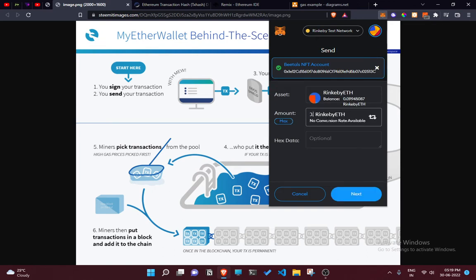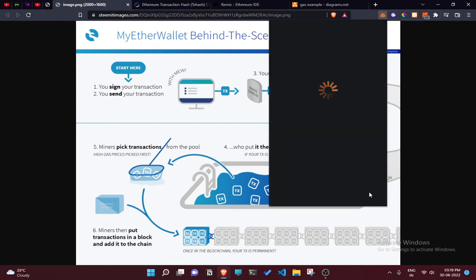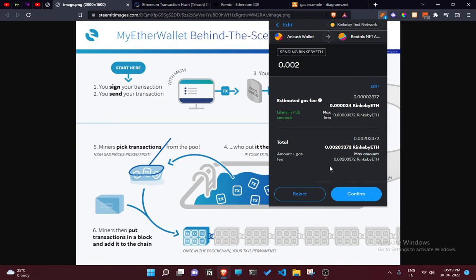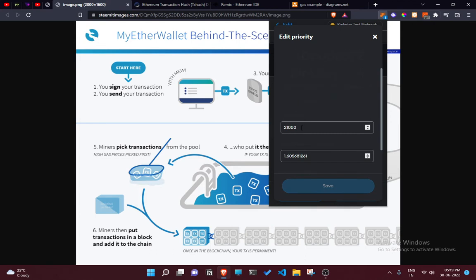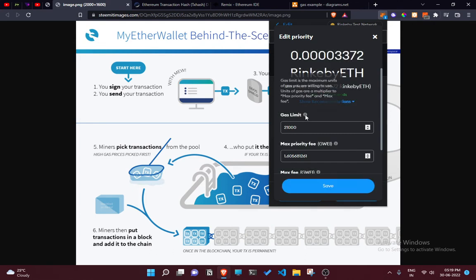Let's say 0.002 ETH, incubate. Let's click on this next, and over here you will see there's a section of edit, right? This shows us the gas fee. Now click on this edit right over here. Now you will see there's a section of gas limit, right? And this thing is constantly changing, right?